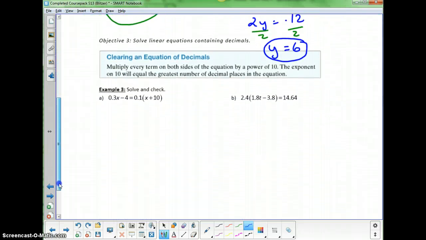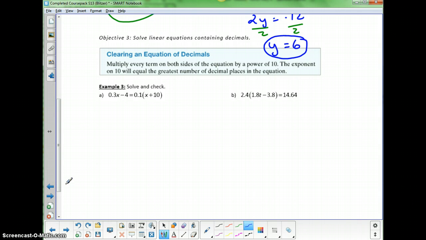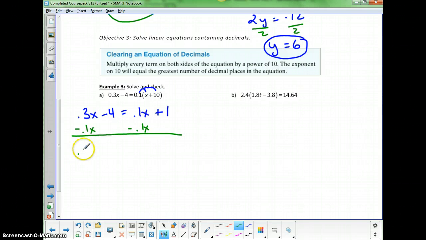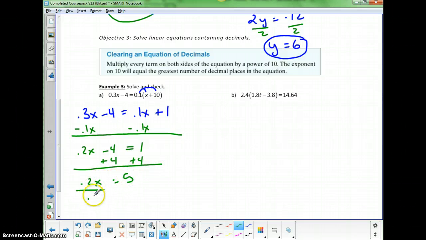Okay. Step 3, we are going to solve each of these. In the first one, let's go ahead and distribute. So I've got 0.3x minus 4 equals 0.1x plus 1. Now we can go ahead and combine like terms. Subtract 0.1x from both sides. So it'll give me 0.2x minus 4 equals 1. Now add 4 to both sides. 0.2x equals 5, and then divide both sides by 0.2.